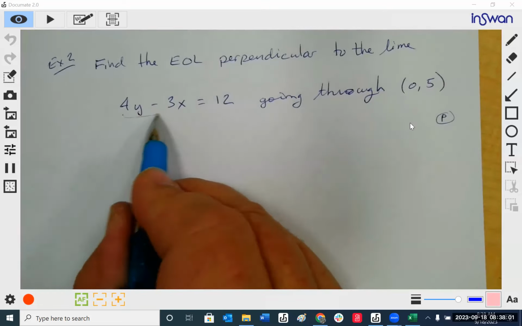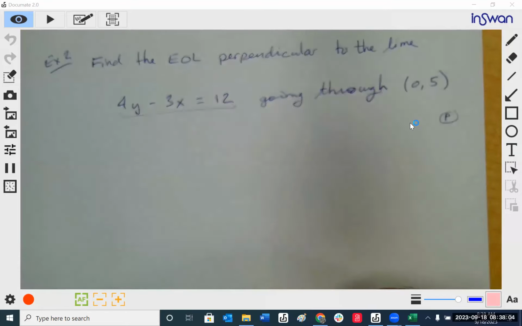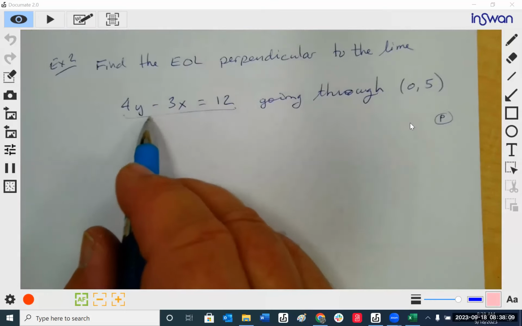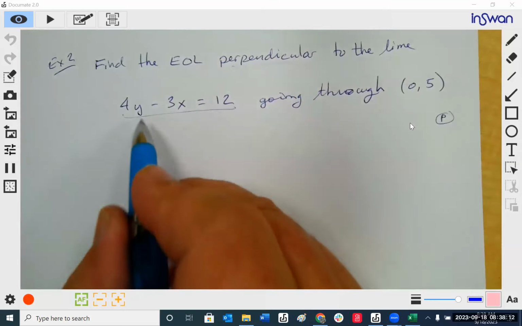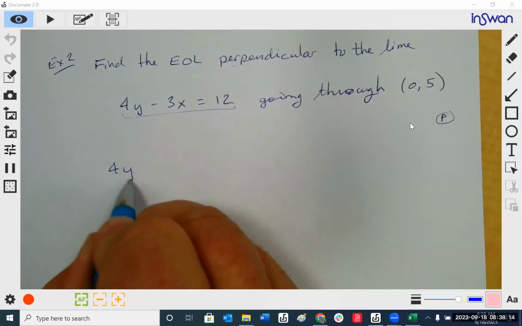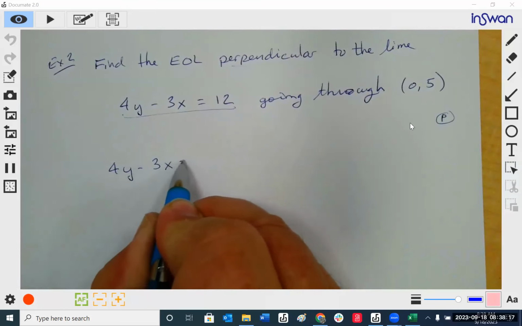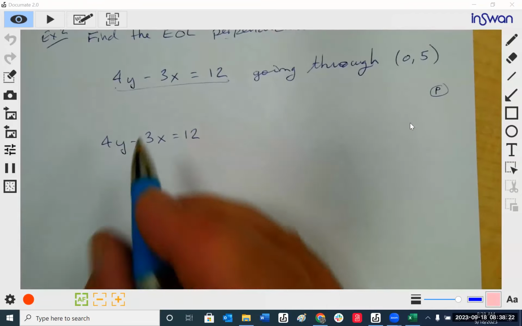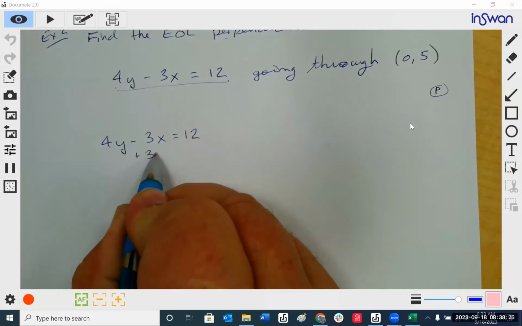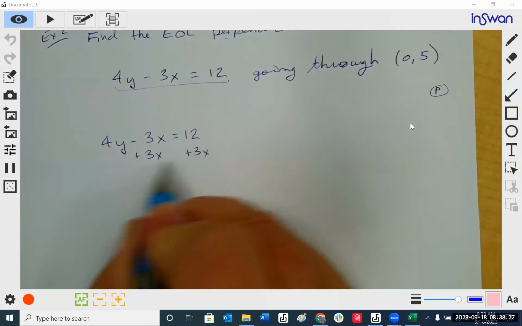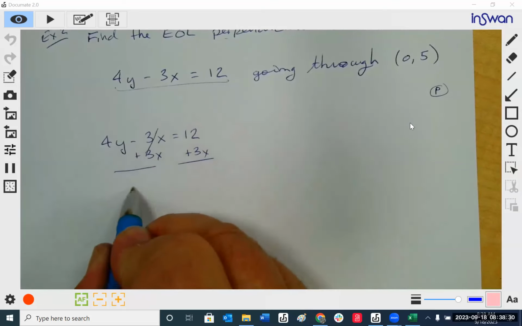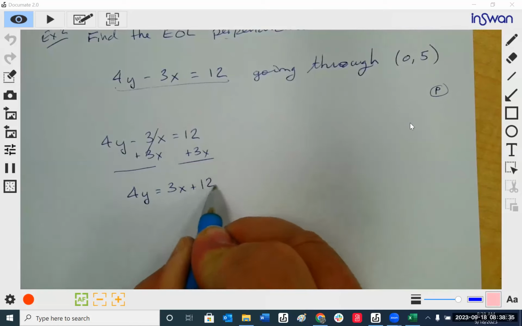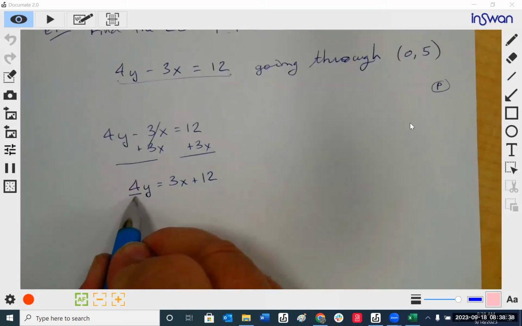we have to solve this one for y. Why is that? Why do we have to do that? Well, we have to find the slope because the slope of our line has to be perpendicular to this one. So we have to start with this one and find its slope. Basically, we have to solve for y. Add 3x to both sides. And then divide by 4.